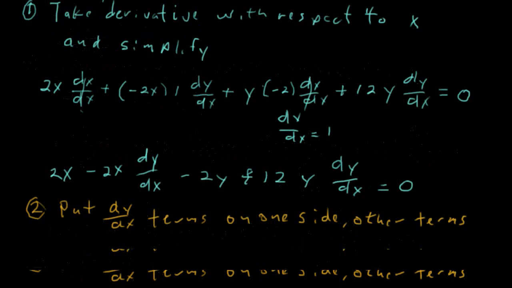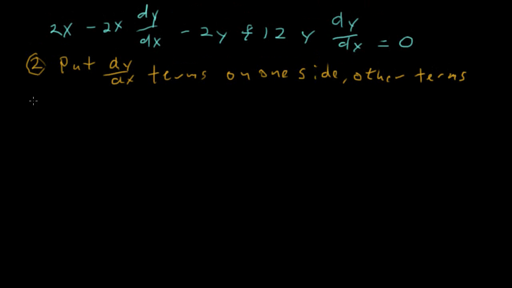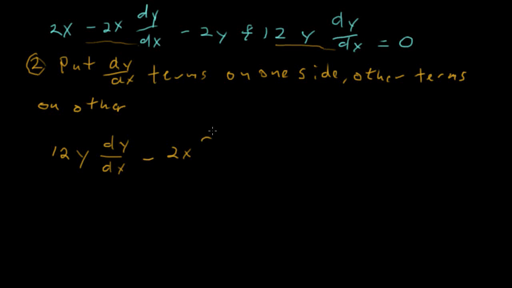Okay, so which terms have dy dx in it? The 12y dy dx and the minus 2x dy dx. And let's put them in that order. Let's put the positive term first. So 12y dy dx minus 2x dy dx, we just change the order there, equals, and we'd move the other terms to the other side, and let's write the positive term first, so that'll be 2y minus 2x.